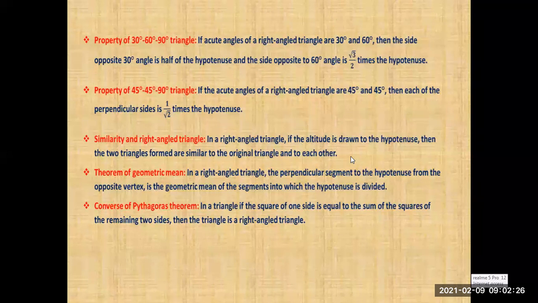If we draw the altitude to the hypotenuse, then two triangles are formed. These two triangles are similar to the original triangle. Geometric mean: if we draw a perpendicular segment to the hypotenuse from the opposite vertex, then it's the geometric mean of the hypotenuse sides which it divides. And the converse of Pythagoras theorem. So let's discuss one by one.